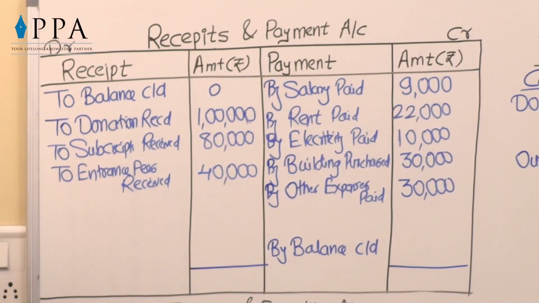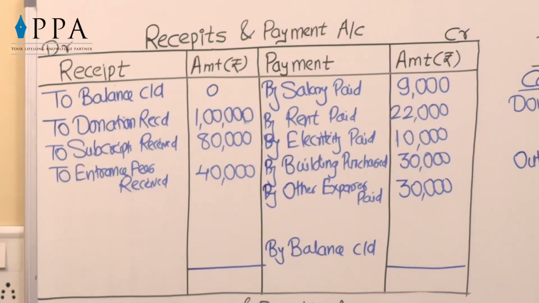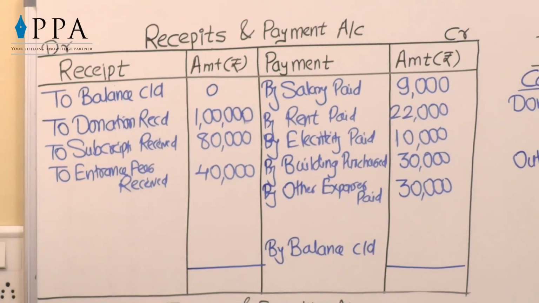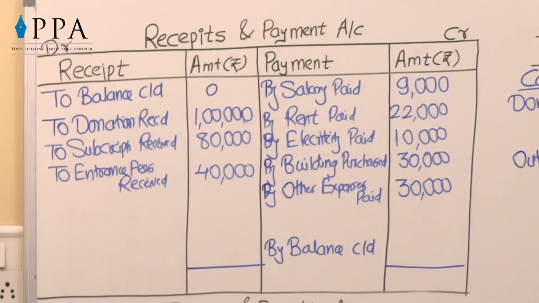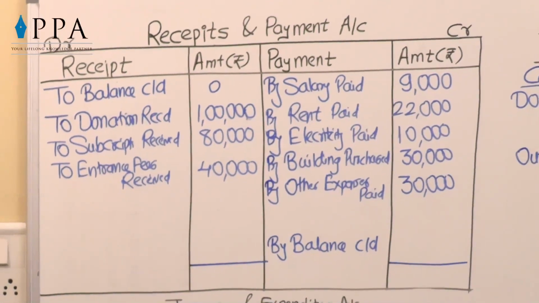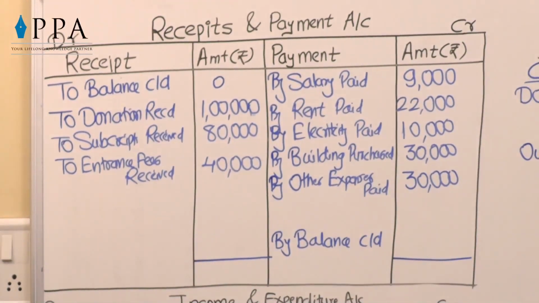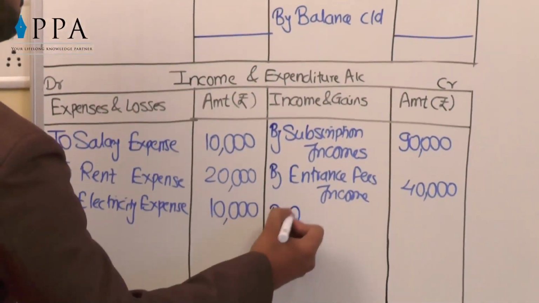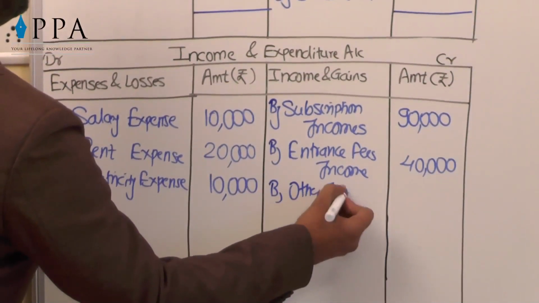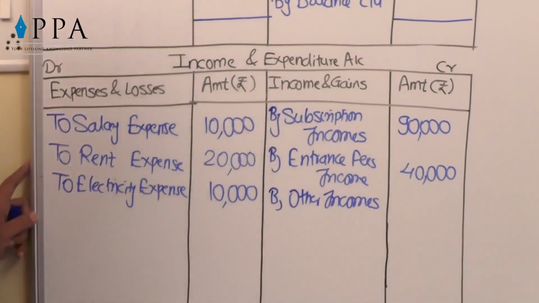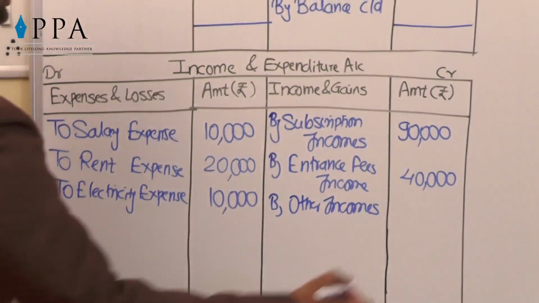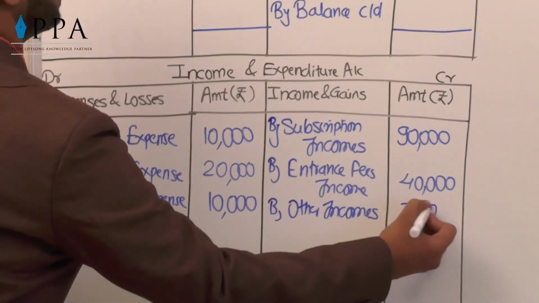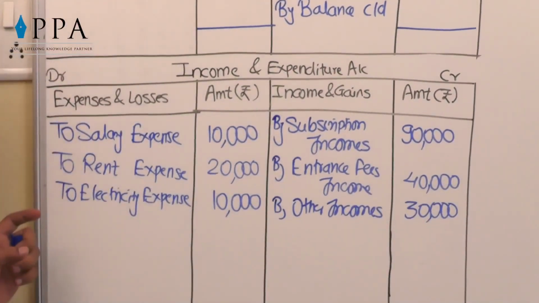Now, after entrance fees, let's see the next item, other incomes, which was expected to be received 30,000 because revenue income is 30,000, but actually received is 40,000. So, let's go to the income and expenditure credit side, where we will record the income to be received by other incomes. Now, it was expected to be received only 30,000.